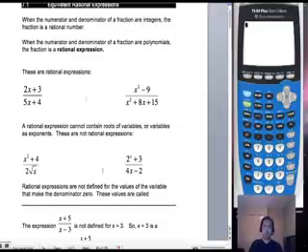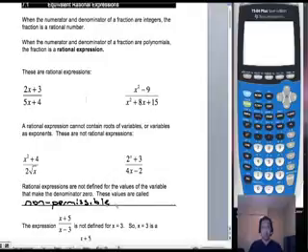Rational expressions are not defined for the values of the variable that make the denominator 0, because you can't divide something by 0. These are called non-permissible values. So in this expression, x plus 5 over x minus 3 is not defined for x equals 3, because 3 minus 3 would equal 0. So x equals 3 is a non-permissible value for that expression.